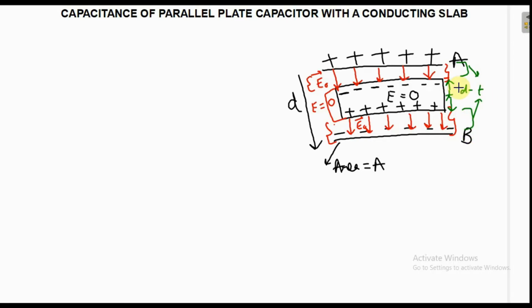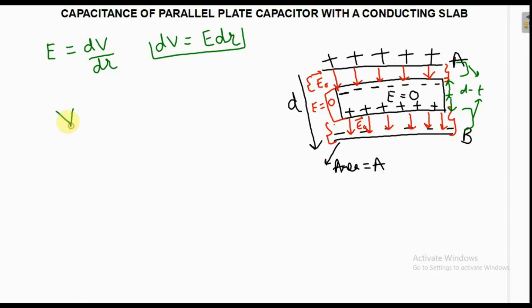In the next part we will find the potential difference between the two parallel plates of the capacitor. We know the potential gradient formula, there is a relation between electric field and potential gradient. So E is equal to dV by dr. We can rearrange this expression and we get dV is equal to E dr. Now using this formula we will find the potential difference for the two plates. Let us consider V is the potential between the two plates.